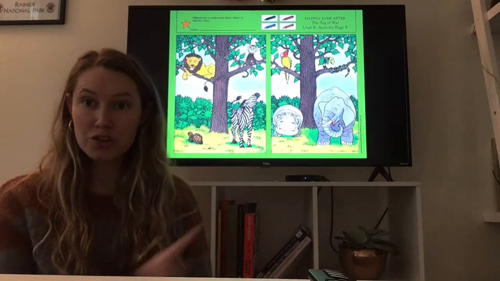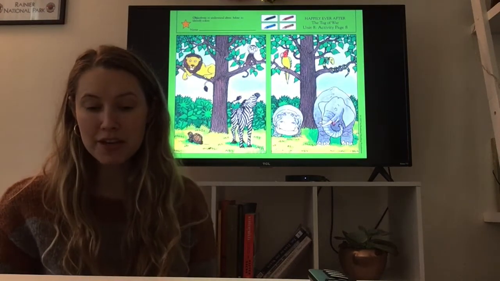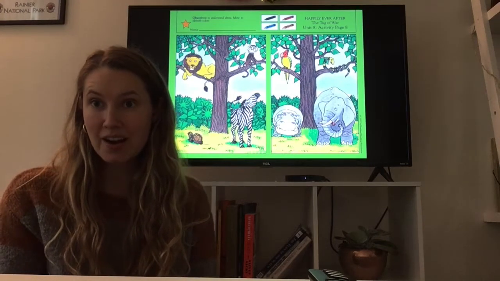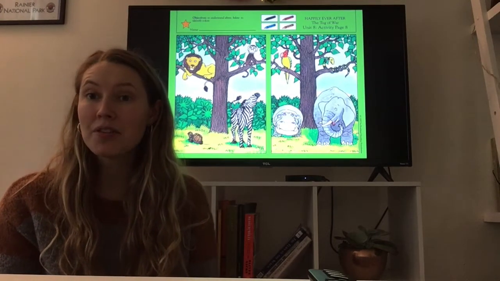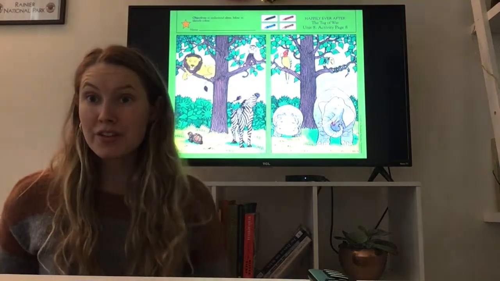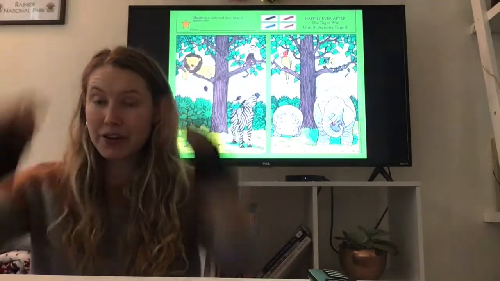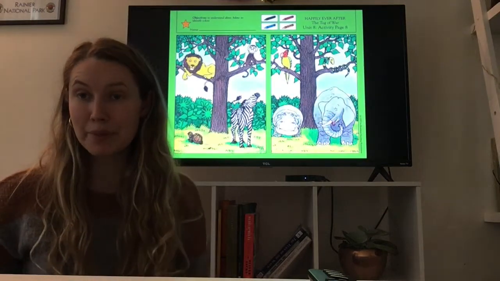Let's look at the picture on the left. So we're starting with the picture on the left here. Pick up your blue crayon and circle the animal that is above the turtle. Which animal is above the turtle? Circle it in blue.